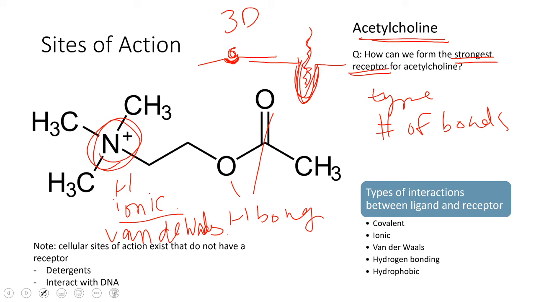I also want you to note that there are cellular sites of action that don't have a receptor. A very prominent example is detergents, which disrupt the cell membrane. DNA interactions also count as cellular sites of action but don't have a receptor. An example would be chemotherapeutics that interact with the DNA. Those don't have a receptor, but they still have a site of action on the DNA molecule.